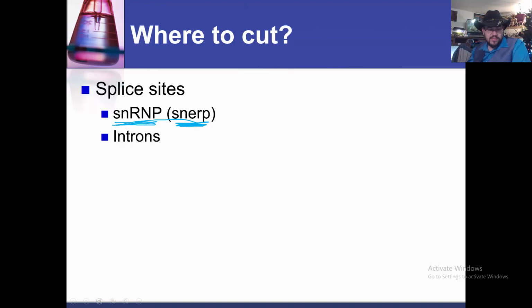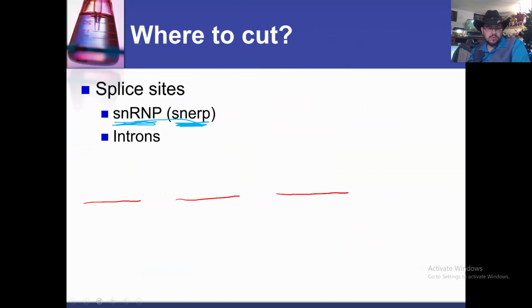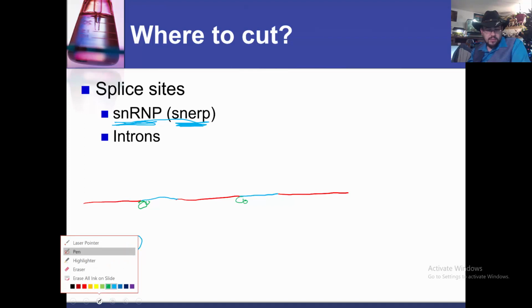So let's get our transcript back up here with its introns and its exons. So here's an exon, here's an exon. I'm going to be lazy and leave it at this. So we've got our red exons, and our little blue introns. And our Snerps are just going to bind to introns, and they're going to cause a curl. So our intron curls and binds up to that Snerp.